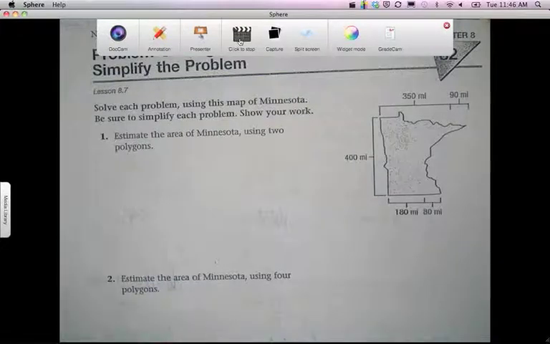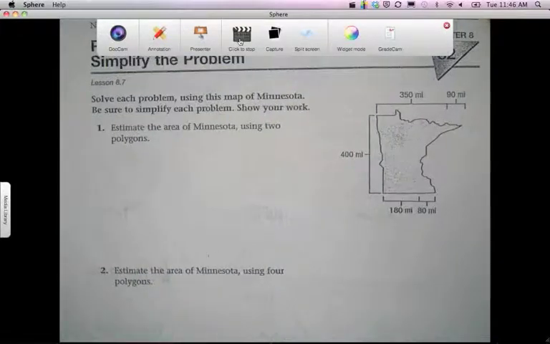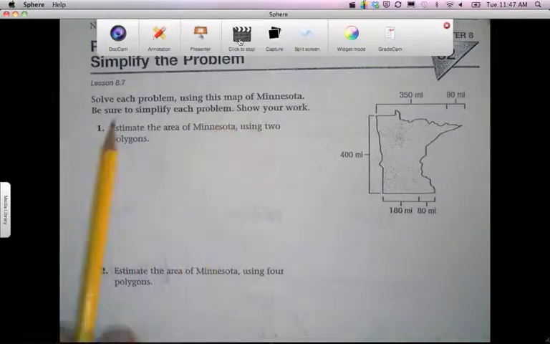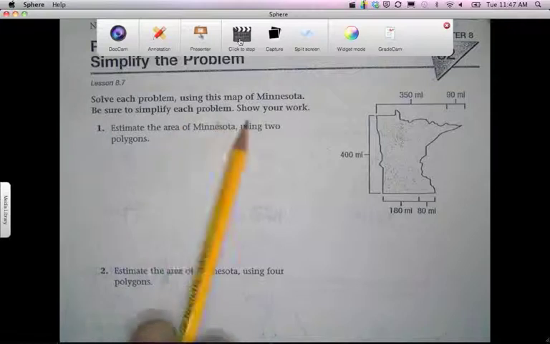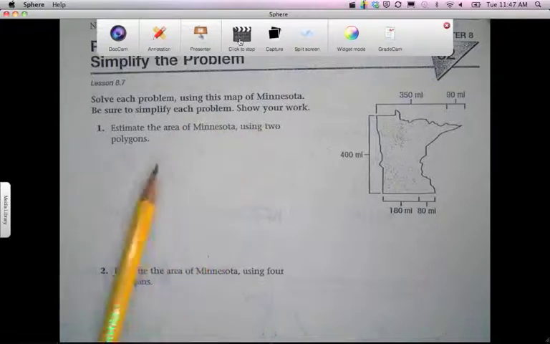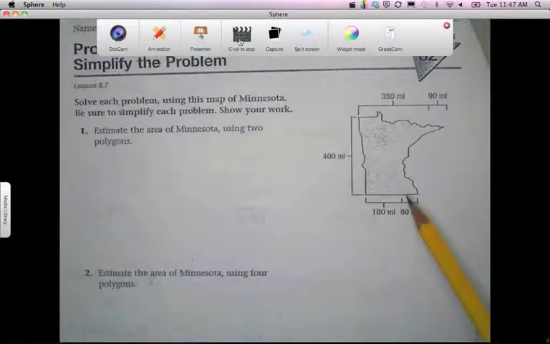Okay, this problem is from Geometry Chapter 8. It's page 82, and it's trying to find the area of Minnesota. The first one asks you to solve each problem using the map of Minnesota. Be sure to simplify each problem and show your work. They want you to estimate the area of Minnesota using two polygons. And they give you a picture of this map over here.